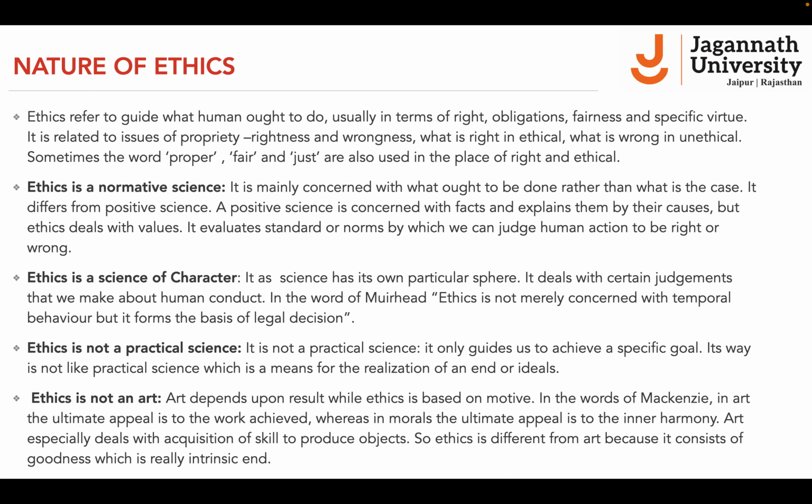So what it talks about here is that we do not have a black and white when it comes to ethics and morality. Some things might seem ethical to one person because their value system is different, but again, there are certain things which are considered ethical according to everybody, which is also being referred to here as ethics forming a basis for legal decision.